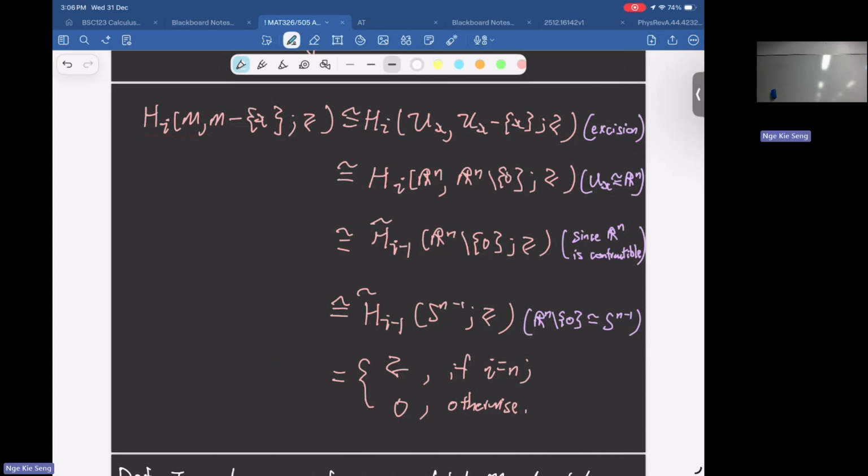So the relative homology is isomorphic to the chain subspace you quotient on. But then I think we know what is Rn cross point, right? Rn cross point is Sn. Sn we know very well what the homology is. So you only have non-zero homology at i equals n. Okay, good. Makes sense?